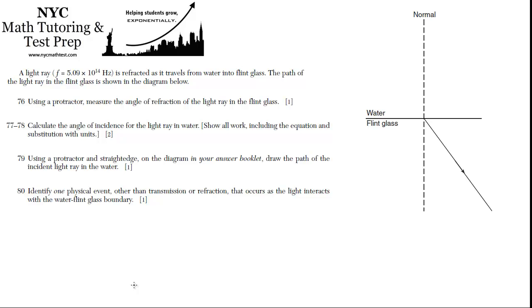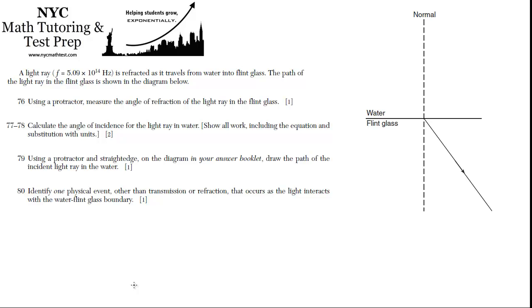A light ray is refracted as it travels from water into flint glass. The path of the light ray in the flint glass is shown in the diagram below. Using a protractor, measure the angle of refraction of the light ray in the flint glass.